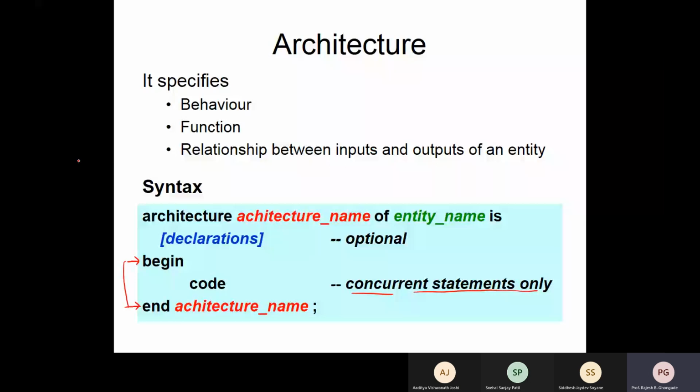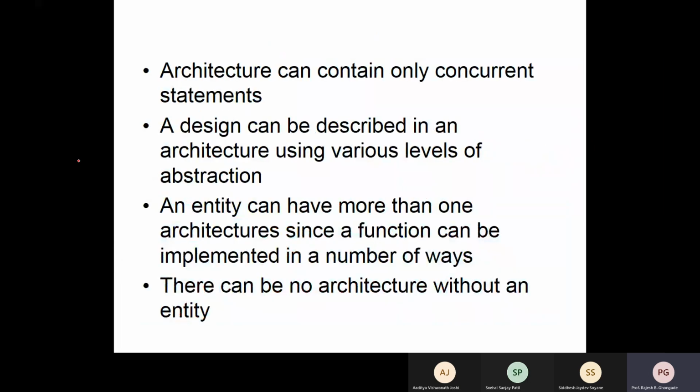So in architecture, after begin and before end, only concurrent statements are allowed. This is one important thing that is required to be remembered. Architecture can contain only concurrent statements. Design can be described in an architecture using various levels of abstraction. We have already seen the levels of abstraction, so you can choose any one method.